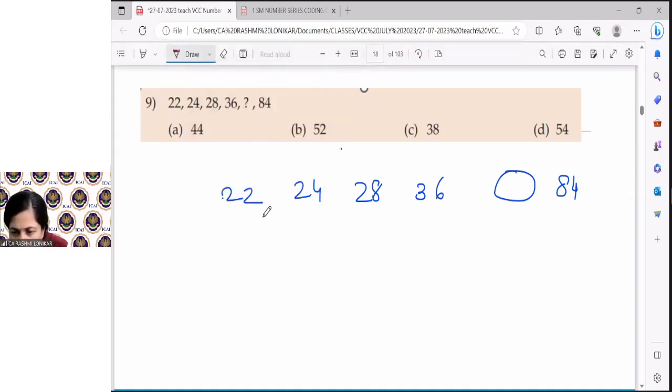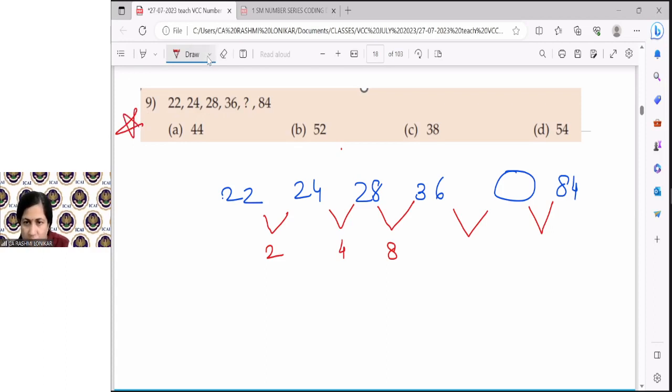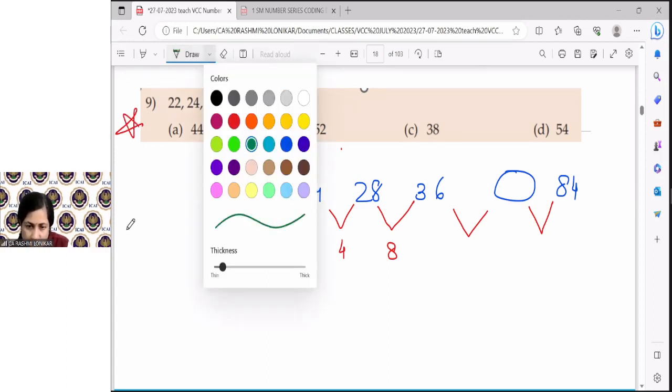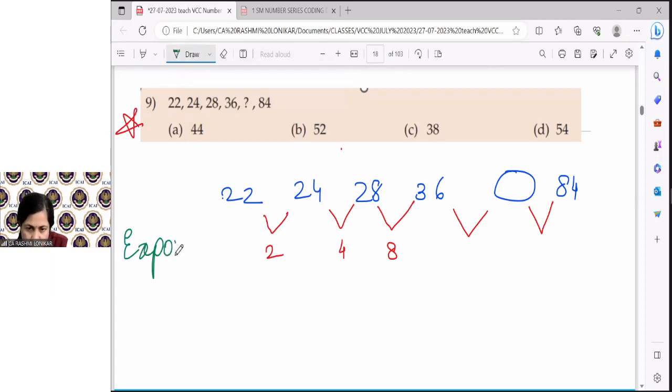What is this difference? This difference is 2. What is this difference? Difference is 4. Difference 36 minus 28. Difference is 8. Now, one more and one more. Can you see this? 2, 4, 8. So now important: exponential.